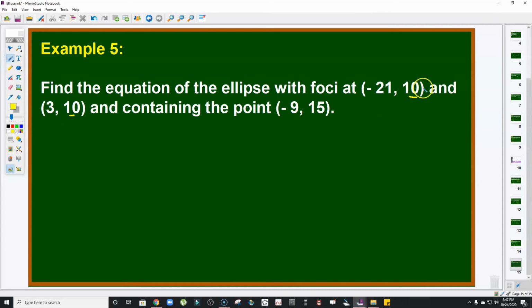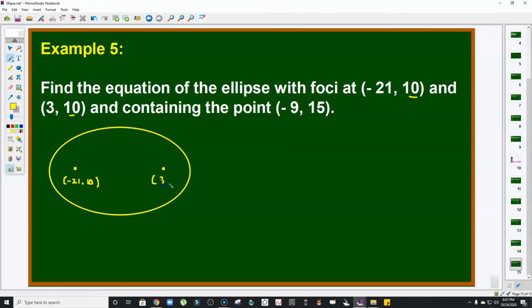So, since parehas ng y, horizontal major axis. Okay, horizontal major axis. So, I'm going to make a rough sketch ng ellipse natin. Okay, like this. There you go. Okay. Now, since negative 21, 10, assume natin somewhere here. Alright, then yung 3, 10 natin somewhere here. Okay, so let me label this negative 21, 10. Alright, well, this one is the point 3, 10.